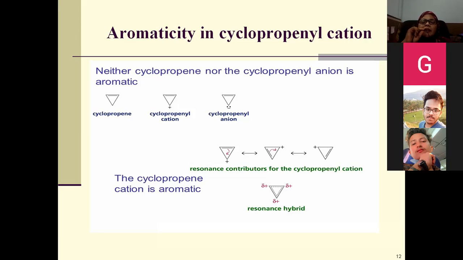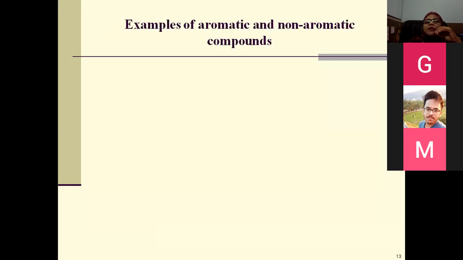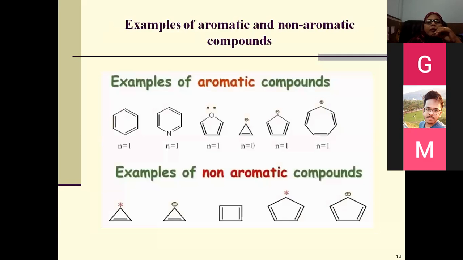Yes, so the 4 criteria are: the molecule must be cyclic, it must be a planar structure, it must satisfy Huckel's rule, 4n plus 2 pi electrons, and it must be conjugated. Okay, so these are the 4 criteria to have aromaticity in any compound. Now we'll see some examples of aromatic and non-aromatic compounds. So these are examples of some aromatic compounds and these are the non-aromatic compounds.